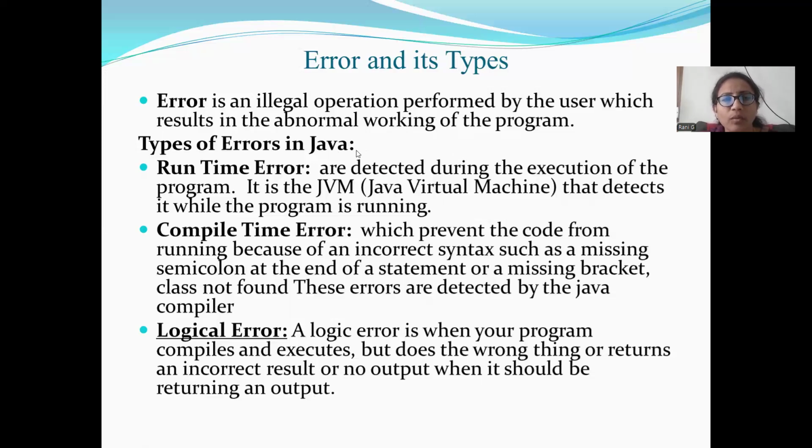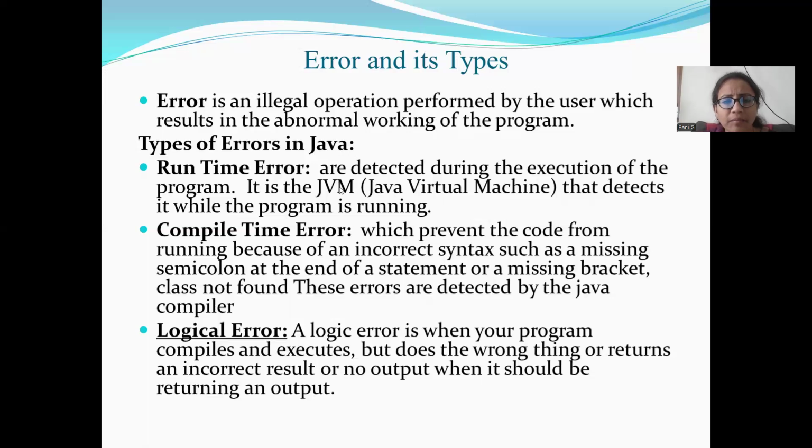One is runtime error, one is compile time error, and another is logical error. A runtime error is one that is detected during the execution of the program. Whatever runtime error occurs during execution will be handled by the Java virtual machine. Since it is detected while the program is running, we call it a runtime error. That is nothing but a dynamic error. And next is the compile time error.